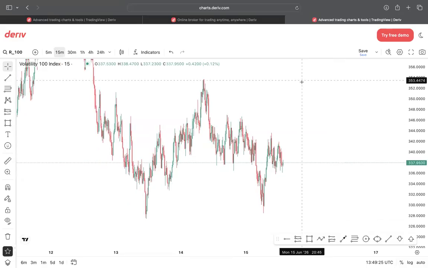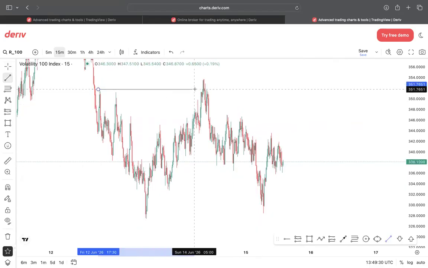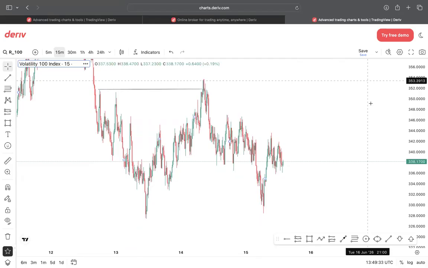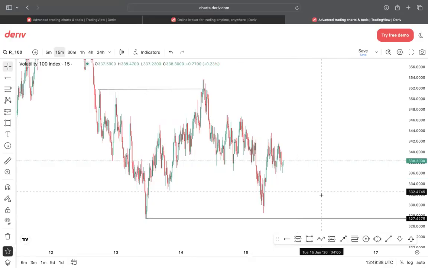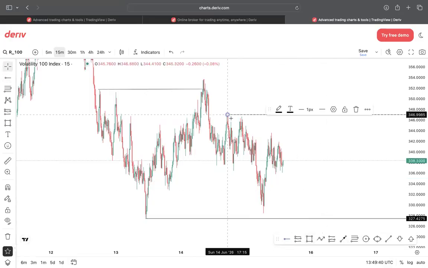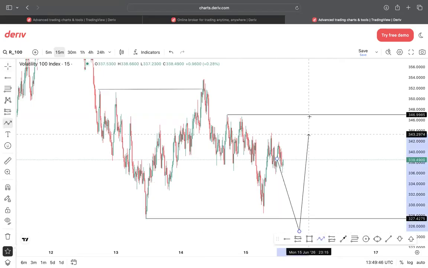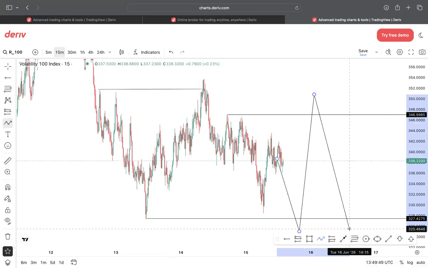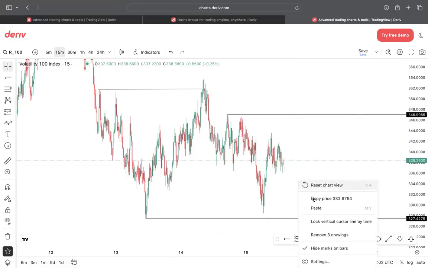Okay. Now I'm waiting for this setup to form. This setup is not too valid yet. Okay, you can see that this was a sweep, but it needs to break this structure to the downside before I can trust the setup. This is a very valid structural point. Okay, but I need a break of this first, and then price has to come here and then go to the downside. Okay, in some cases, price might just take this out and then start going up, but for this setup to be valid, like I said, I need to wait for a break of this before it's valid.